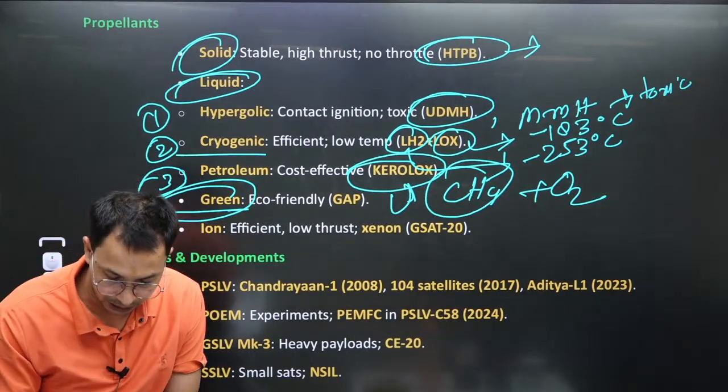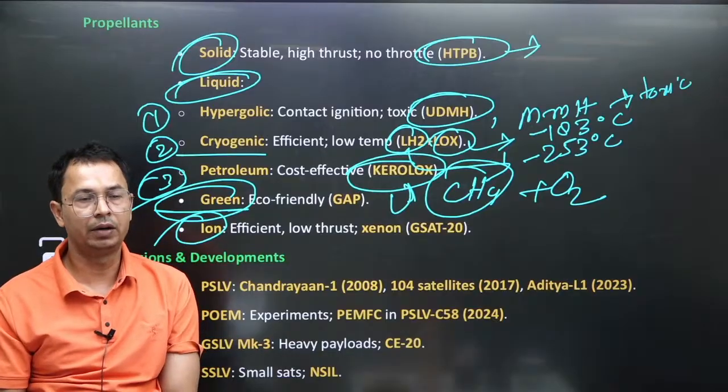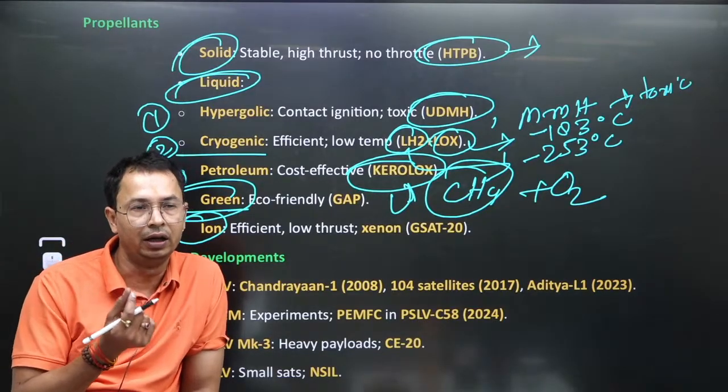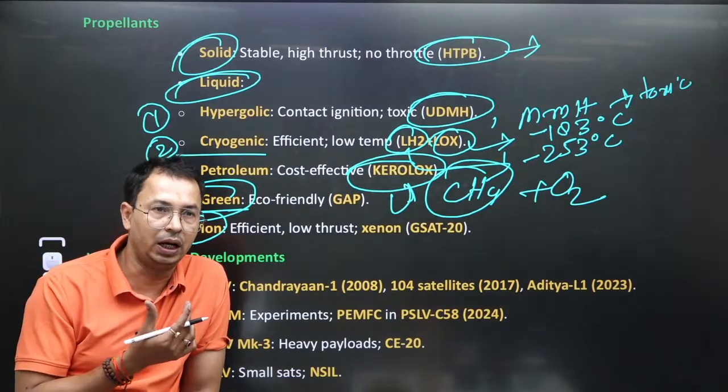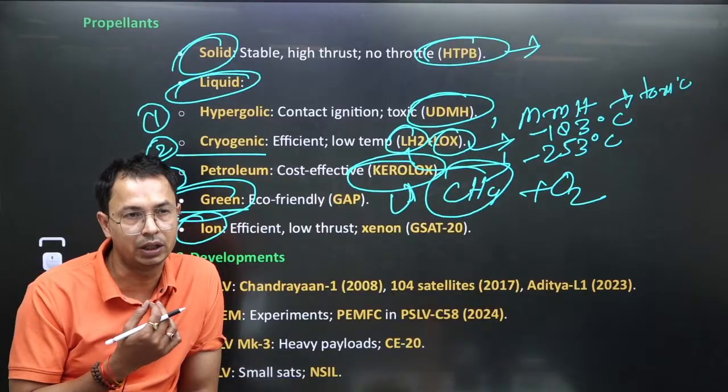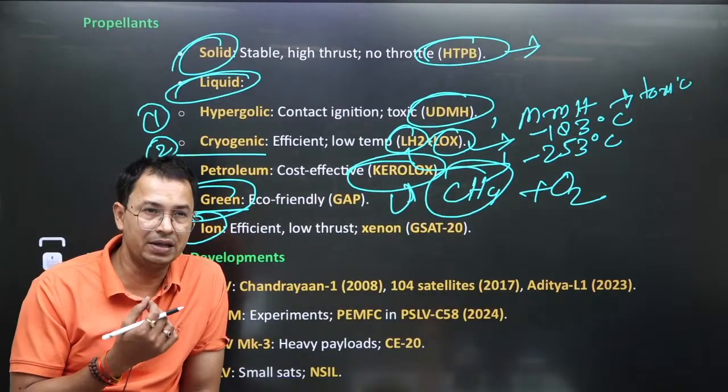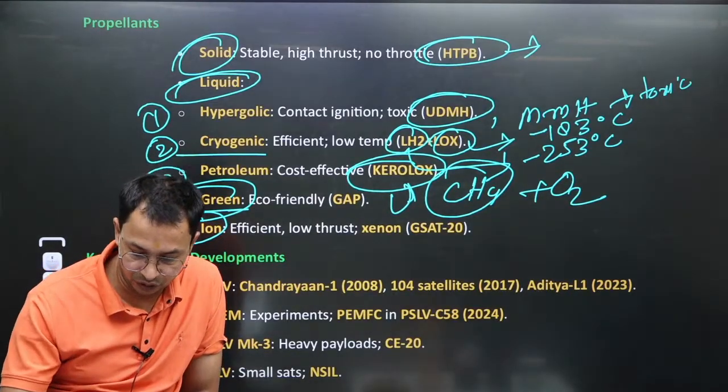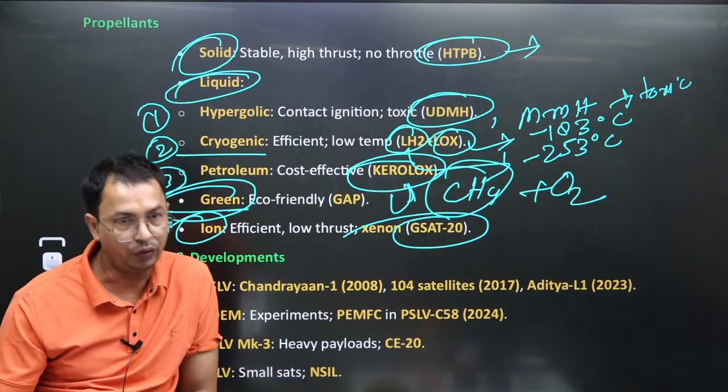And next is the ion propulsion system. Wherever we require low thrust, over there we can use the ion propulsion system. Here we will use ionized xenon gas, and we have used it in GSAT 20.